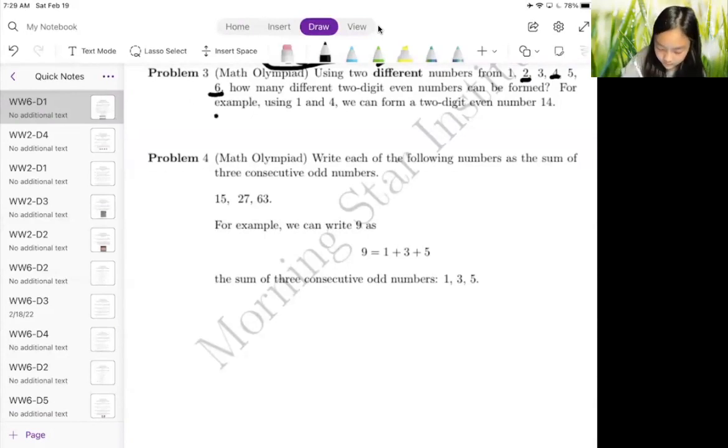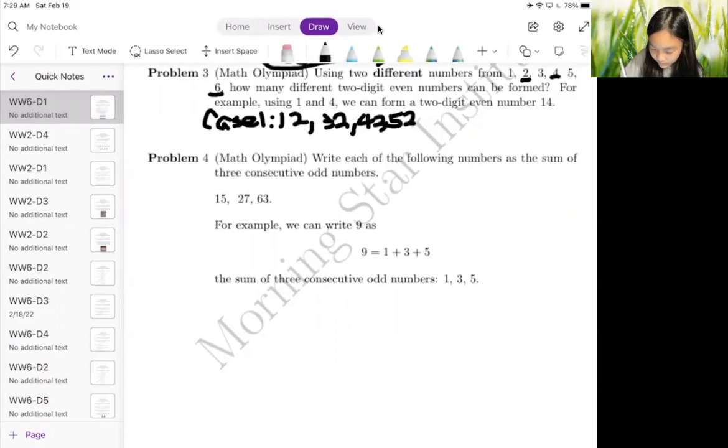So for case 1, 2 is in the ones digit. Listing it from least to greatest, it's 12, 32, 42, 52, and 62. You can see that I didn't add 22. 22 is not allowed because there would be two 2s, and they have to be different numbers. So there can't be 22.